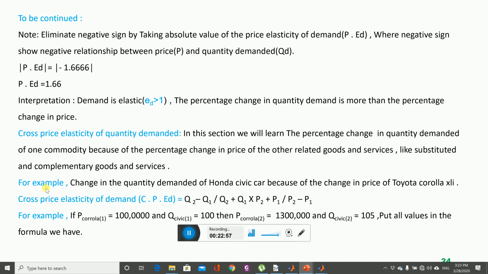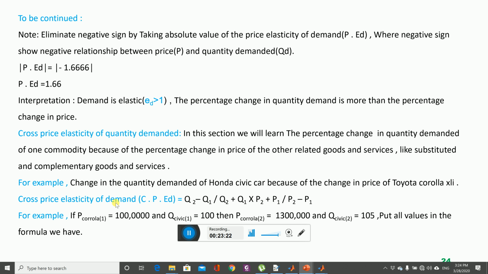We are putting one example: change in the quantity demanded of Honda Civic car because of the change in price of the Toyota Corolla XLI. It means if the Corolla XLI price is changing, what is happening to the quantity demanded of Honda Civic car, because both are substituted commodities, substituted goods.